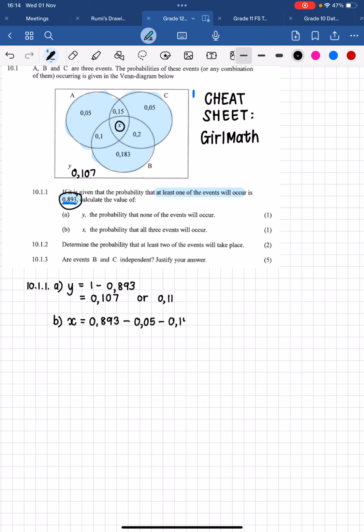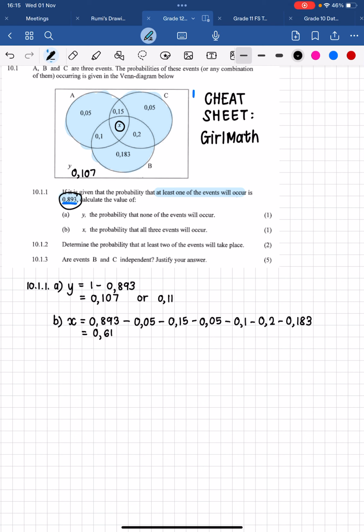But in the exam, it will be fine if you just type them into the calculator and get the answer. So I'm subtracting that one, that one, that one. Now I must still do 0,1 and then 0,2 and then 0,183. And I do have the answer here already. That is 0,61. All right, where is the 0,11 from?